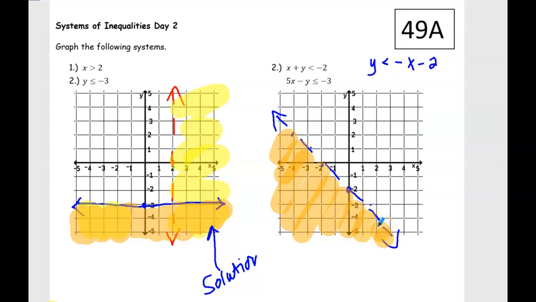Now the second line, when we put it in slope-intercept form, -y is less than or equal to -5x minus 3. And then we divide both sides by -1. So y is actually greater than or equal to 5x plus 3. So I'm going to start at my y-intercept of 3. My slope is 5: 1, 2, 3, 4, 5, and over 1. And that's going to be a solid line.